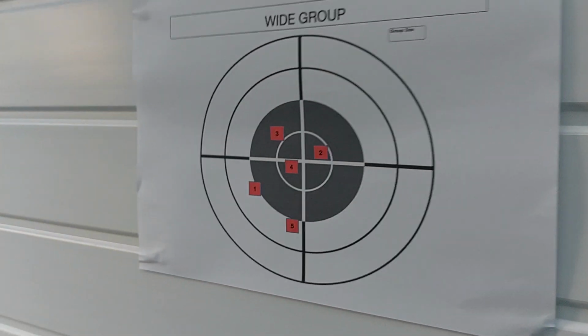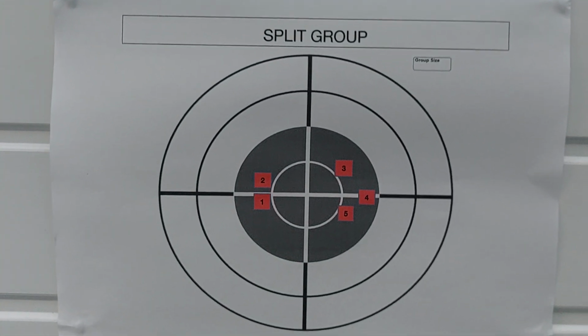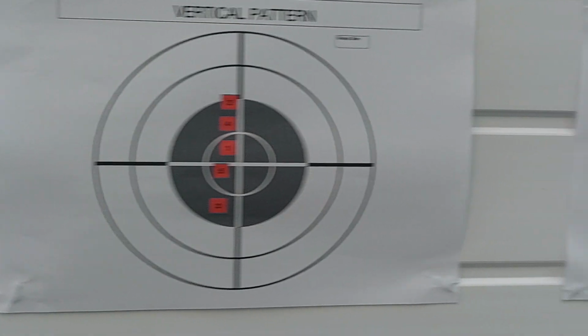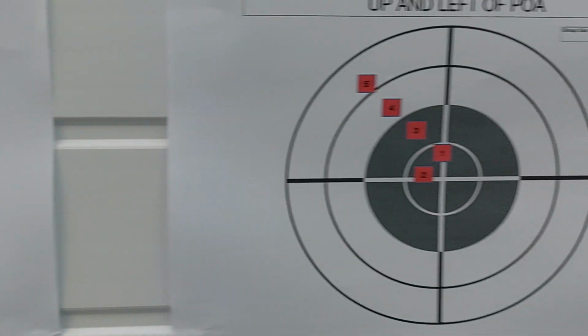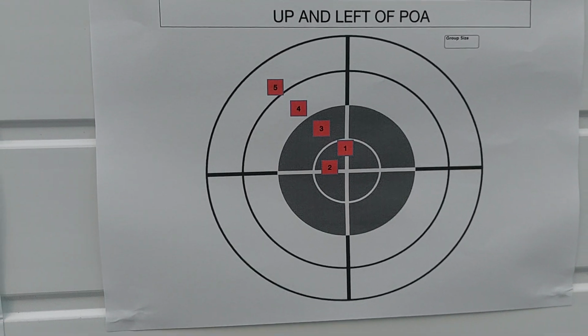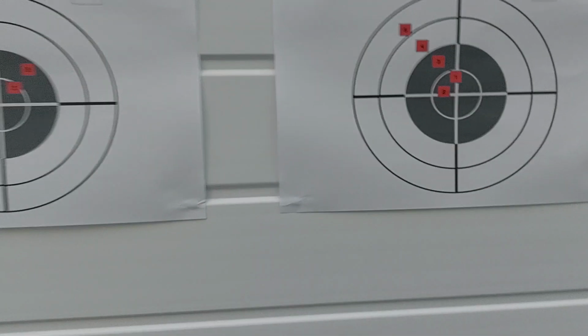So a quick recap then. We've got the wide group, the split group, the vertical pattern, the diagonal group, and lastly the up and left of POA, point of aim. It's very important. Try to remember that consistency with shooting is the key.